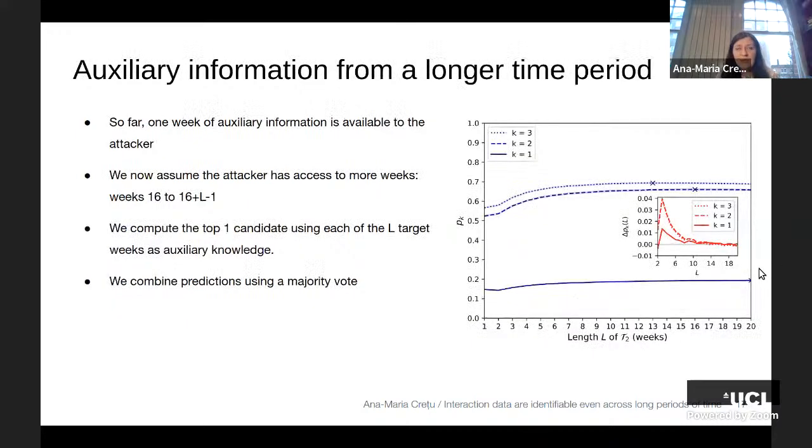Another hypothesis that we changed is the one where we assume that only 1 week of data is available to the attacker for the matching. So here we assume that more weeks would be available, starting from the week after the data set, up to 2, 3, 4, 5 more weeks. And we can see that when the attacker has access to more weeks of auxiliary information, the probability of identification increases, but it plateaus quite quickly. And after a time, it even starts decreasing very slowly. Probably suggesting that far away data is less informative for the identification task.